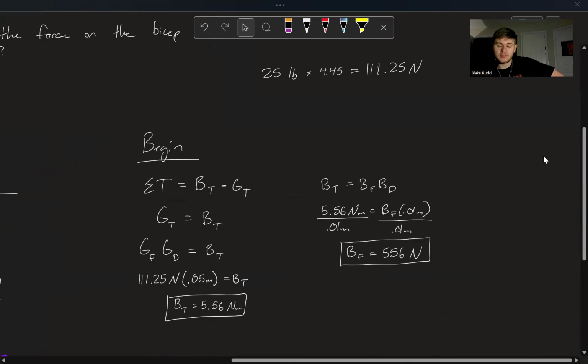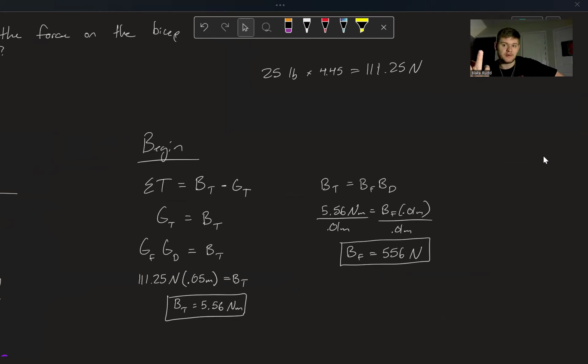Bicep torque equals bicep force times bicep distance. I have a torque, I have a distance, and I need a force. Lucky for us, all three of those variables are included in the torque equation. So I plug my torque in here. My force is the unknown, so I leave it. And then my distance is 1 centimeter, so it's 0.01 meters. I do very simple division. I move my 0.01 meters over to isolate my variable on one side, and I do 5.56 Newton meters divided by 0.01 meters, and I get an answer of 556 newtons.